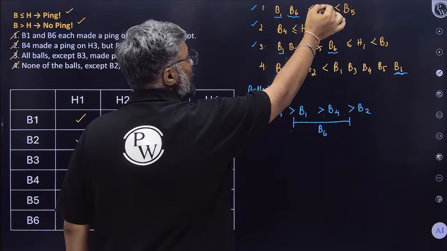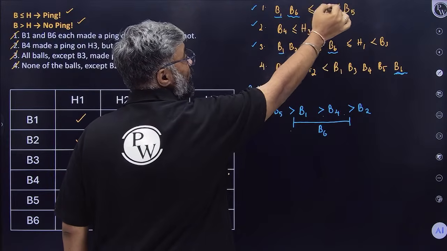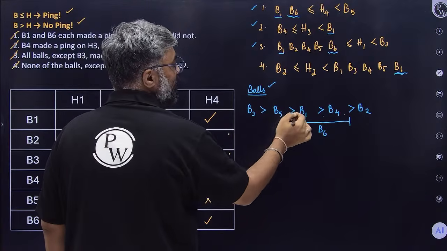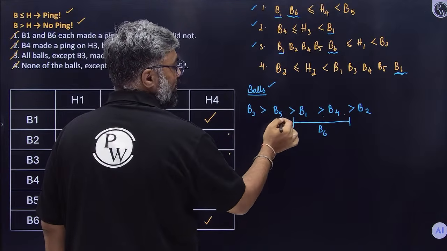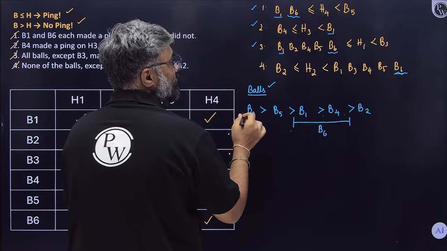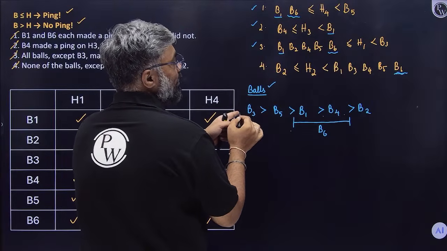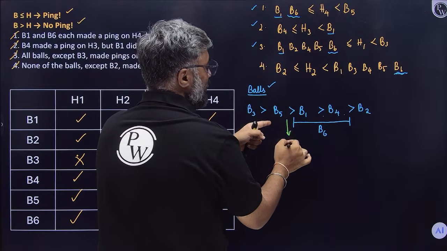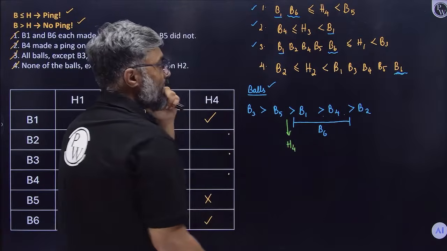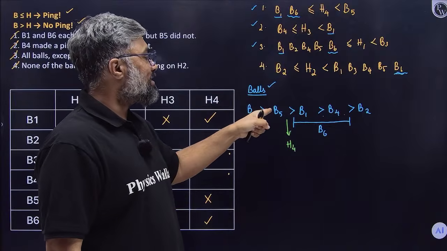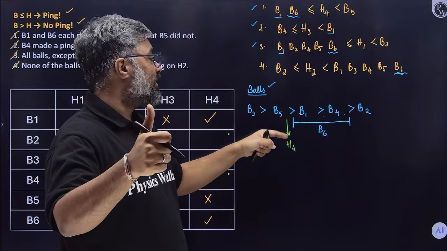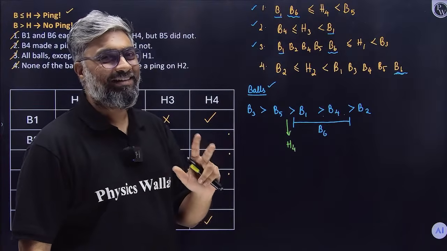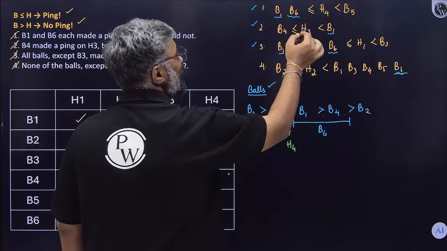Look at this. Hoop 4 is smaller than ball 5 but larger than B1. So hoop 4 should be somewhere here. It could be here. It could be here. Possible? No. Why? Because it is lesser than B5. So we are sure that hoop 4 is here. Do you agree? If it is lesser than ball 5, then by default it is lesser than B3 also. Agreed? Yes, perfect.